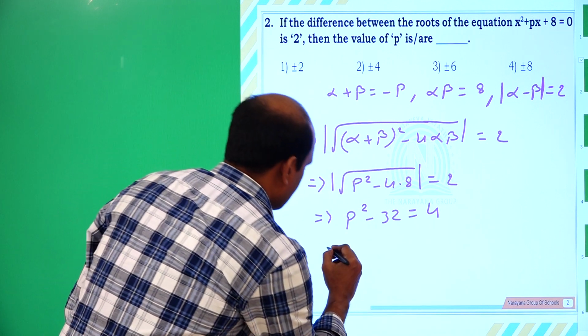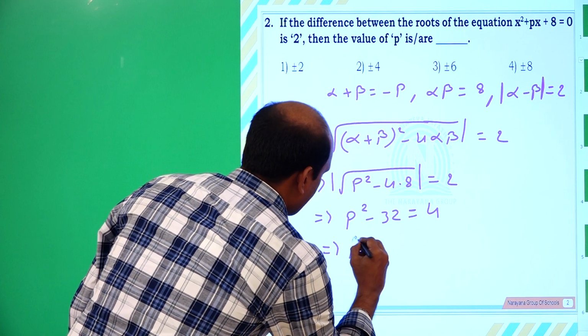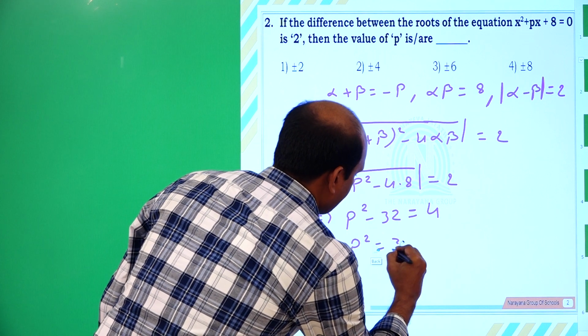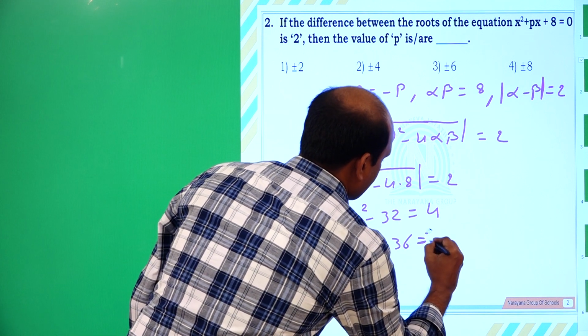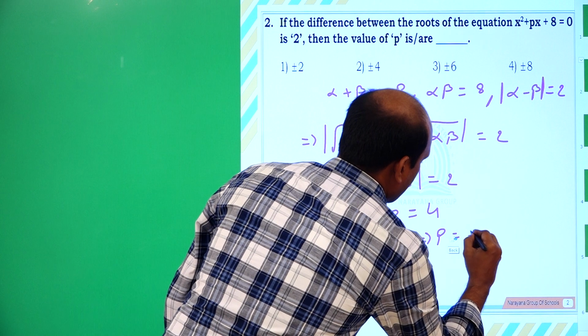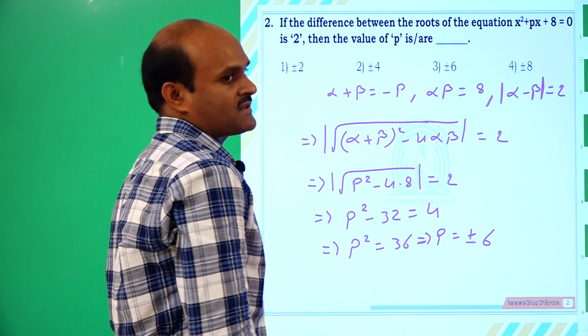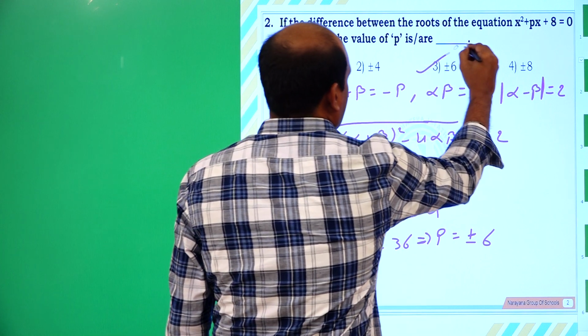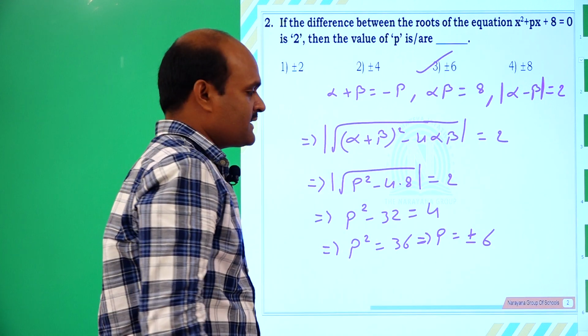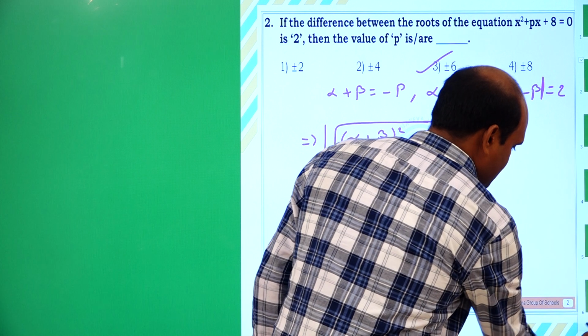Squaring on both sides, that implies p square is equal to 36, implies p is equal to plus or minus 6. So the correct answer is third option, plus or minus 6.